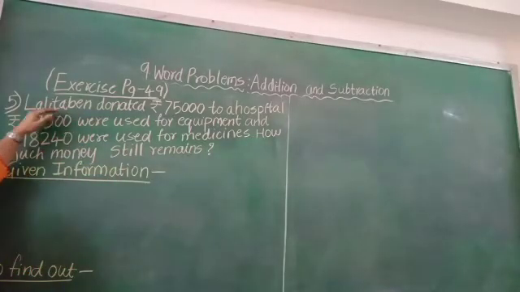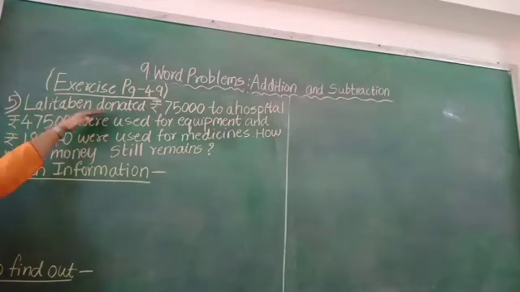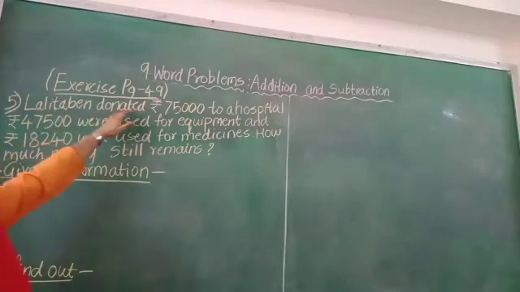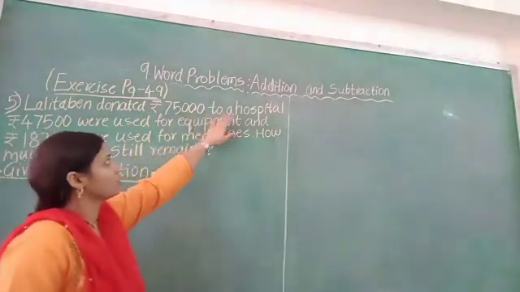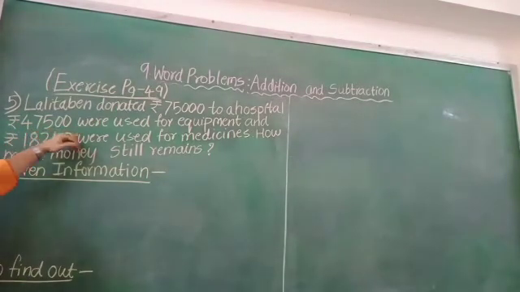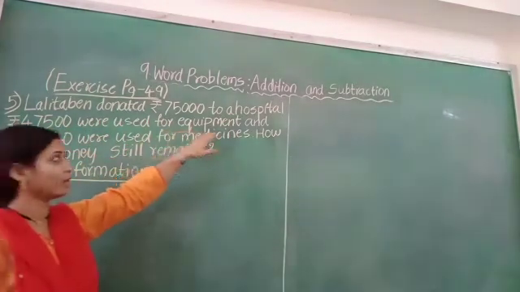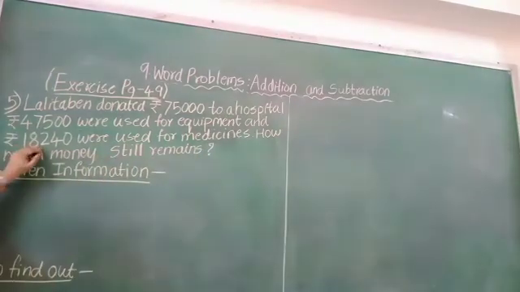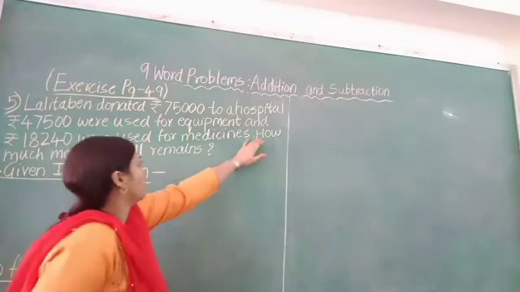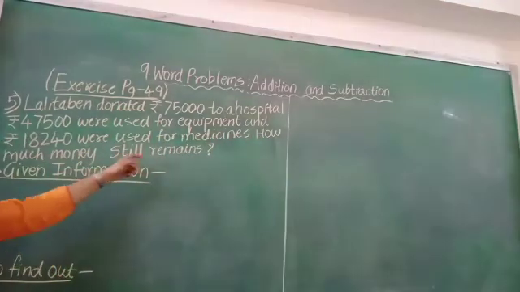Now let us take the fifth sum from your exercise, page number 49. Lalitaben donated rupees 75,000 to a hospital. Rupees 47,500 were used for equipment and 18,240 were used for medicines. How much money still remains?